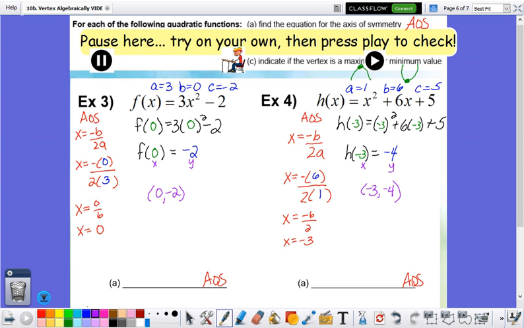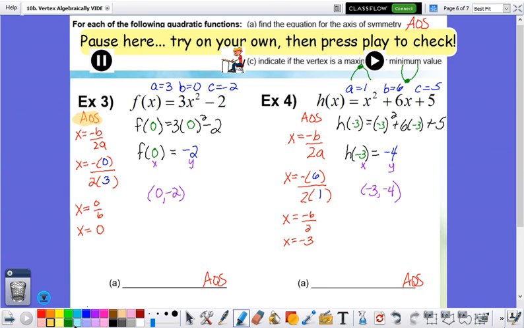Okay, let's check to see how we did. First, we need to determine our axis of symmetry using the formula. Make sure you have your a, b, and c values matching mine. When you evaluate, you end up with the negative of 0 divided by 6. Well, 0 divided by anything is 0.